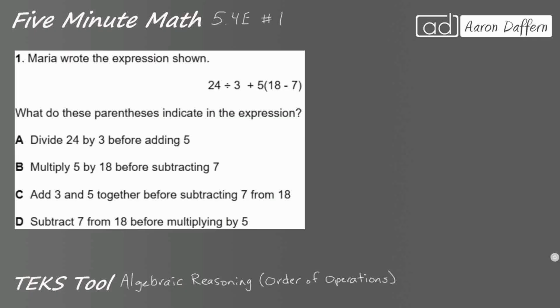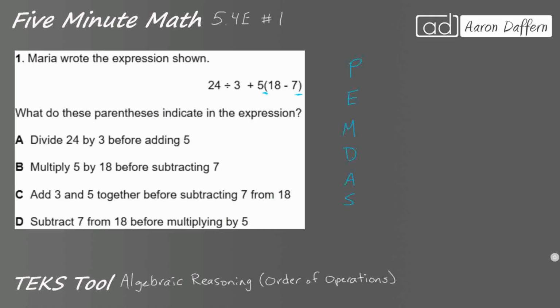So we have an expression here, and we're simply wondering, what do these parentheses mean? We're looking at these parentheses right here that are around the 18 minus 7 expression. So we need to be thinking about our order of operations. That's PEMDAS. And what most of us will remember would be something like, please excuse my dear Aunt Sally. You might have learned something else, but something to help you remember the order.